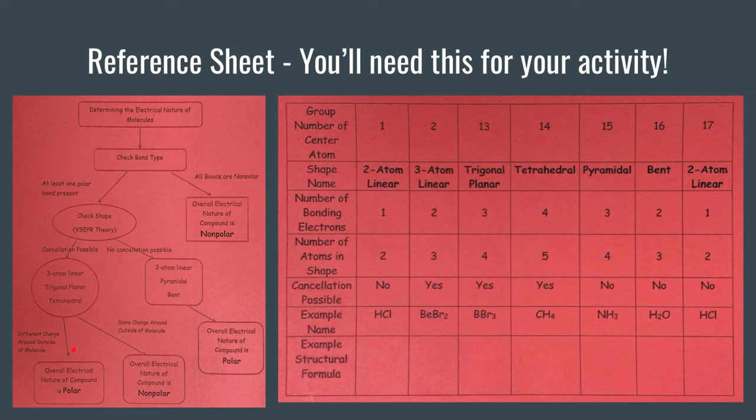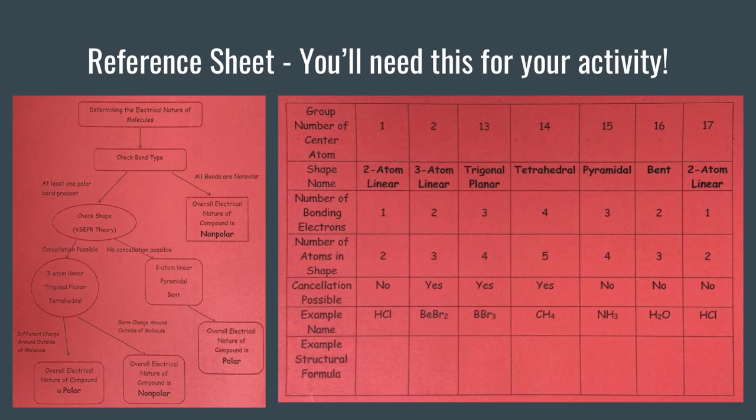On one side, you're going to see something which looks like a flow chart for determining the electrical nature of molecules, where you're going to quickly go down and check the bond types. If all bonds are nonpolar, you have a nonpolar compound. If at least one polar bond is present, you're going to check the shape, and based on the shape, you're going to be able to tell if it is polar, nonpolar, or in this case over here, polar as well.